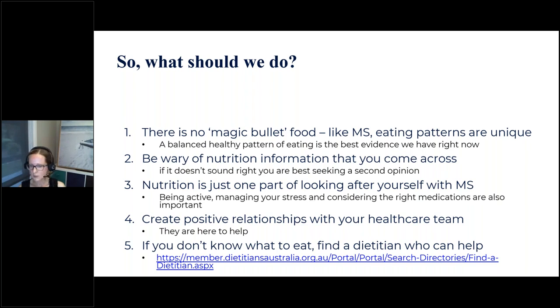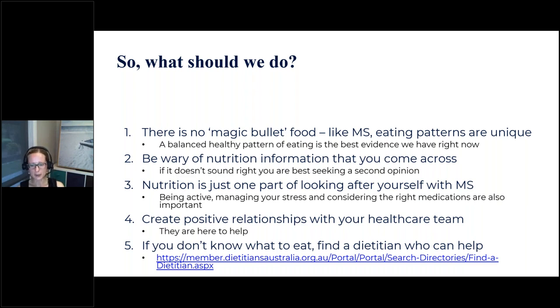So if something doesn't quite sound right, or if it doesn't quite add up, seek a second opinion, ask other people, try and speak with your doctor or your neurologist if they have time about it, speak with your MS nurse. A lot of the healthcare professionals that you deal with are becoming increasingly aware of nutrition, partly because we keep harping on about it as dietitians, but also we don't want people to be misinformed when it comes to food and nutrition in the MS space.